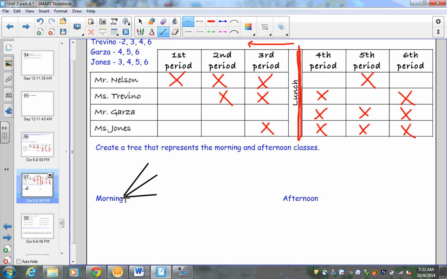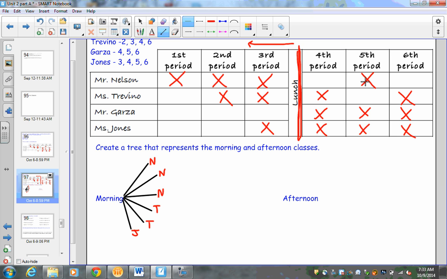Now the thing with where we're at right now as a class is we already know how to do a tree. We already know how to do probability for the most part. So a lot of this is just taking information that we already know and applying it to different situations. So Nelson's going to have 3 ends because he has 3 morning classes. Trevino has 2. And then Jones has 1. And we're going to do the same for the afternoon.